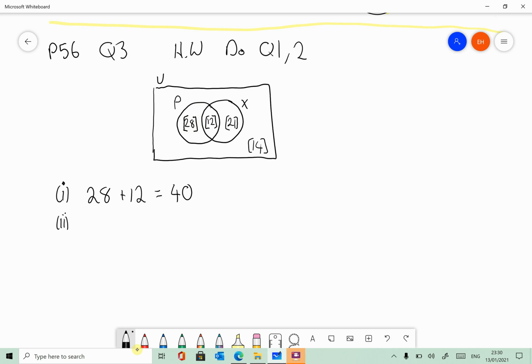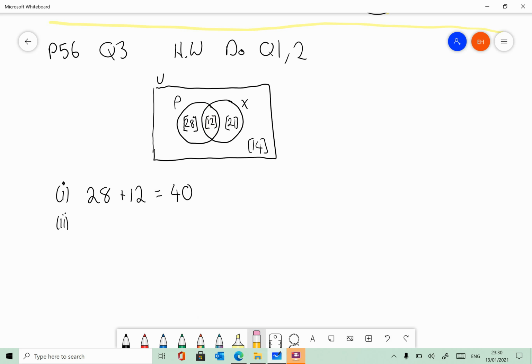Are we okay with that? That these 12 guys here, they use both. So because they use both, they definitely do use a PlayStation. If they didn't want you to include those 12 people, they would say uses a PlayStation only.